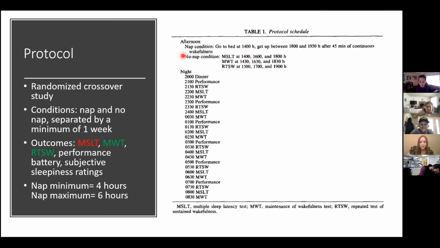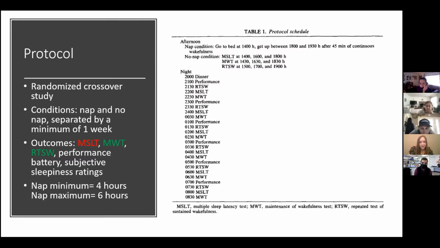In the no nap condition, they would complete this afternoon session of testing. So they would complete an MSLT. 30 minutes later, they would complete the MWT and the RTSW. They would have a 30-minute break, and then they would repeat that 2 more times in the afternoon. And then in both conditions, they would eat dinner at 8 o'clock, and then they would start this nighttime schedule of testing, which was a performance test followed by these 3 different sleep latency tests.